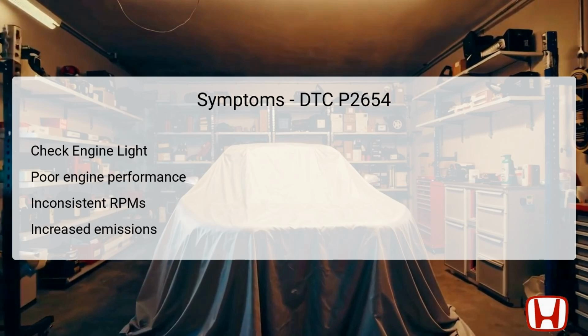Inconsistent RPMs, such as fluctuating engine speed at idle or during acceleration, can occur as the variable valve timing system struggles due to solenoid issues. Additionally, emissions may increase as a result of improper combustion timing, which could lead to failing emissions tests. Attention to these symptoms is crucial for early detection and diagnosis of the underlying issues presented by this code.